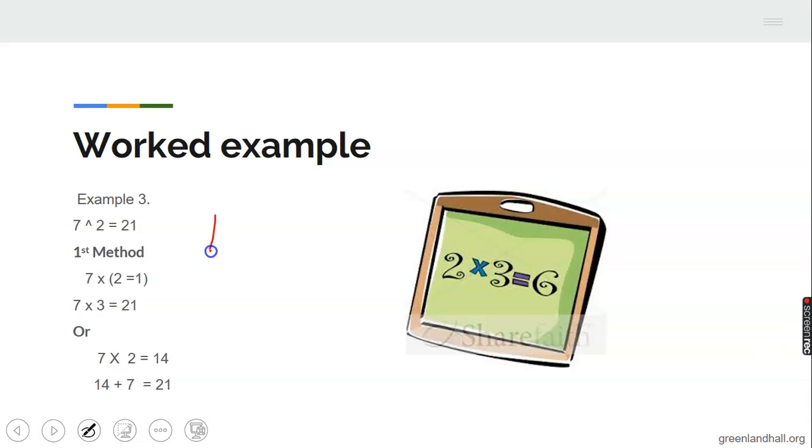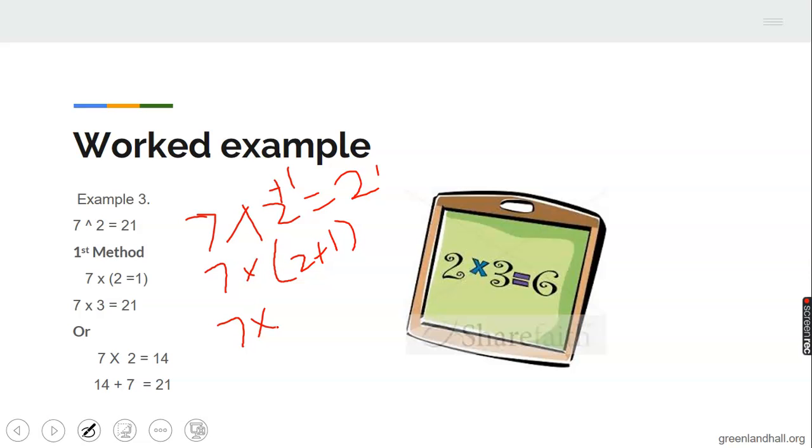Now, I have 7, 2 equals 21. Using the first method, what did I tell you? Add 1 to the second figure. So you say 7 times, open your bracket, 2 plus 1, close your bracket. Then 7 times, what is 2 plus 1? It will give you 3. Then 7 times 3 will give you 21. That's what we have here.